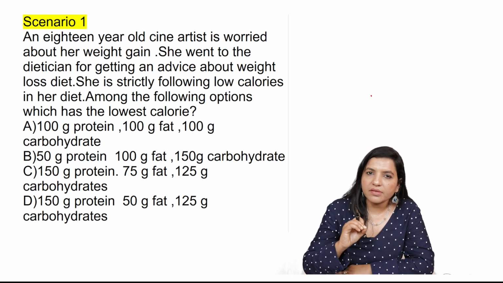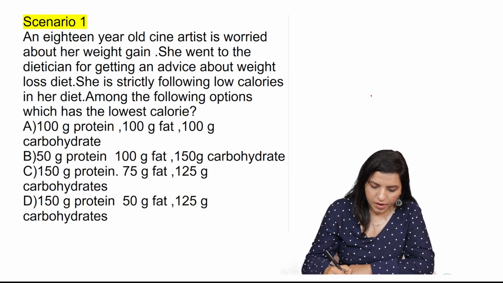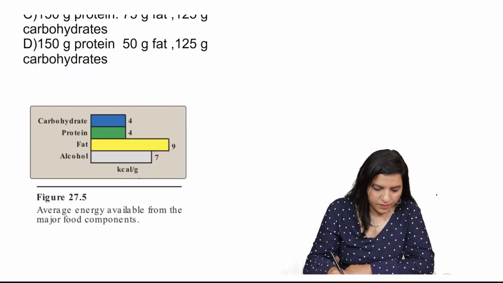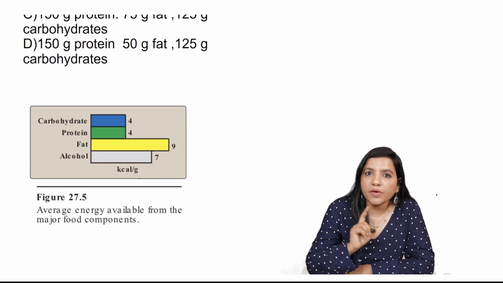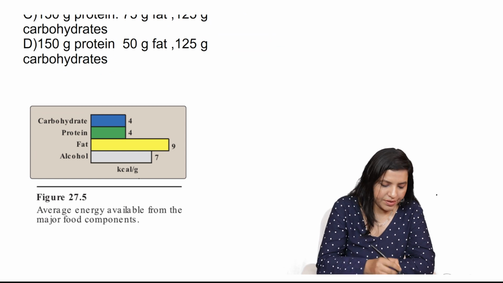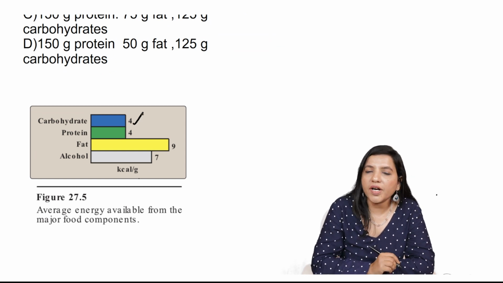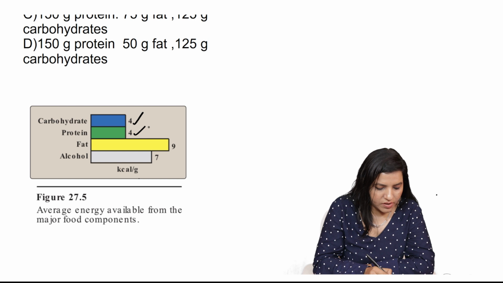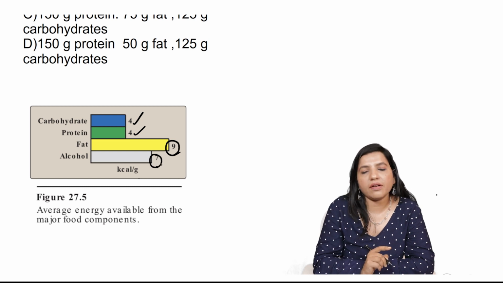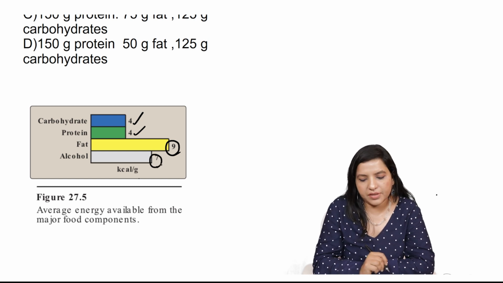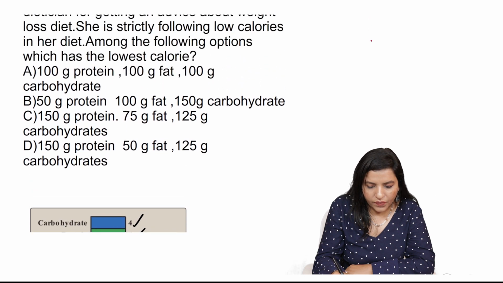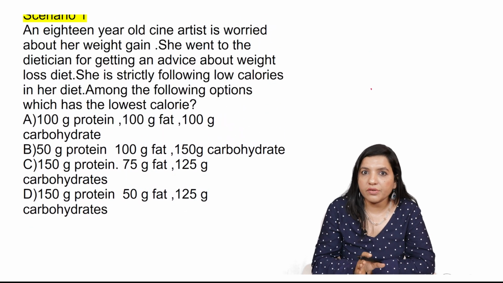In order to answer such a question, we should know what is the calorie generated from each and every nutrient. So, I will just give you a diagram for that. Here we can see that from 1 gram of carbohydrates we get 4 kilocalories, from 1 gram of protein 4 kilocalories, from fat we will get 9, the maximum is from fat, and from 1 gram of alcohol we will get 7 kilocalories. Based on this we have to find out the total calorie generated.